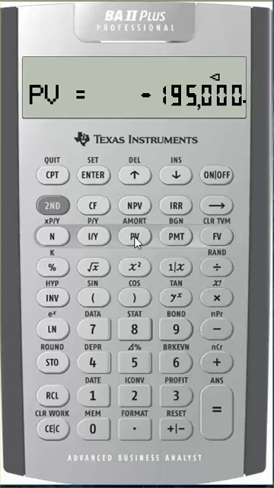Okay, so we put in the total number of payments, we put in our interest rate, and we put in the amount of money that we're going to borrow. So to come up with a monthly payment, simply compute payment, and that gives us $1,454.63 as our monthly principal and interest payment.